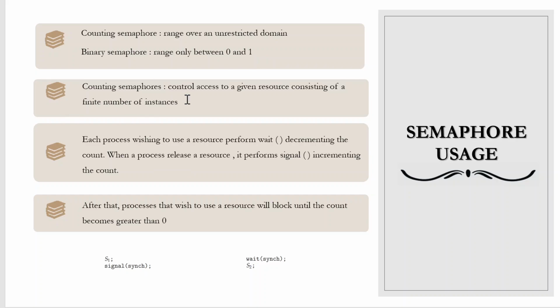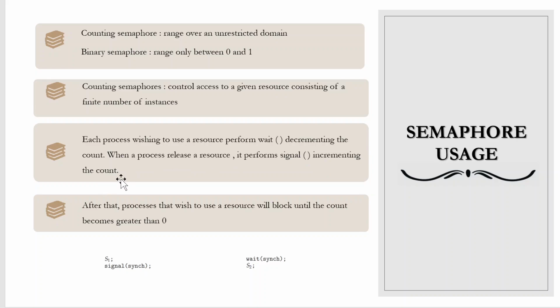Counting semaphores can be used to control access to a given resource consisting of a finite number of instances. The semaphore is initialized to the number of resources available. Each process that wishes to use a resource performs a wait operation on the semaphore, decrementing the count. When the process releases the resource, it performs a signal operation, incrementing the count.